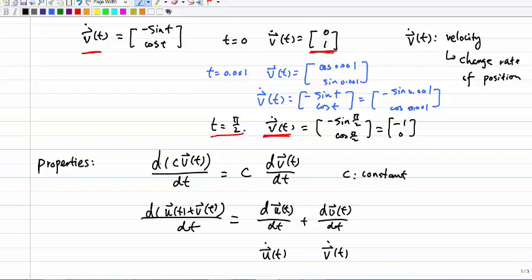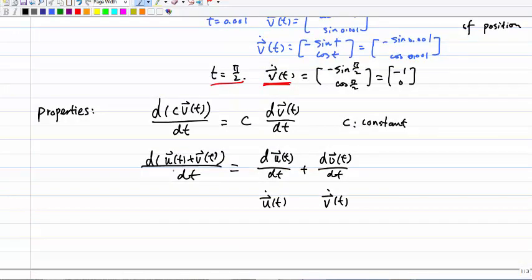Okay, so the derivative of c times vector v(t) with respect to t is, you can pull the c outside. c times the derivative of v(t) over dt.